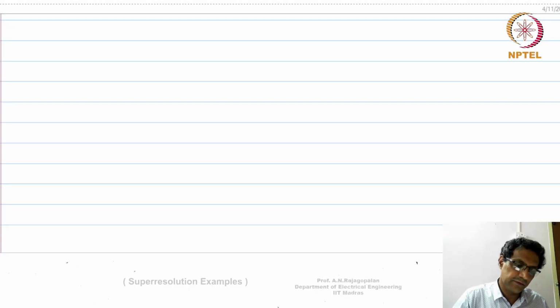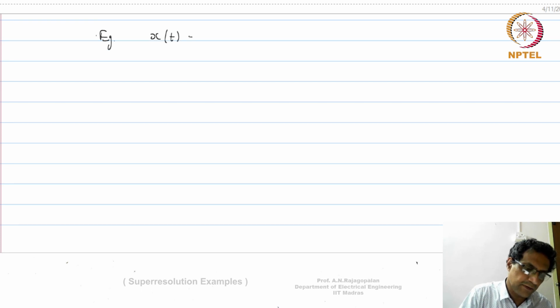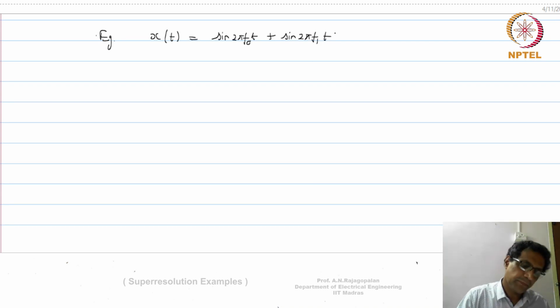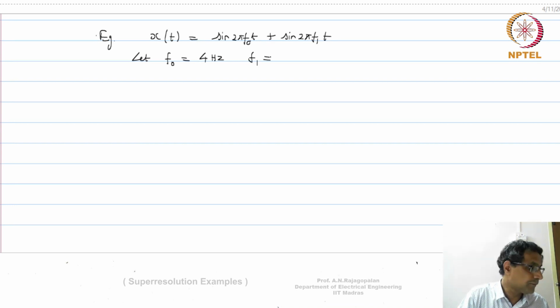Okay, so we were at this 1D super resolution example, where we had a signal x of t given as sine 2 pi f naught t plus sine 2 pi f1 t. Let's just assume some values arbitrarily: f naught is 4 hertz, and f1 is 4.3 hertz. That means the difference between the two is delta f, which is equal to 0.3 hertz.